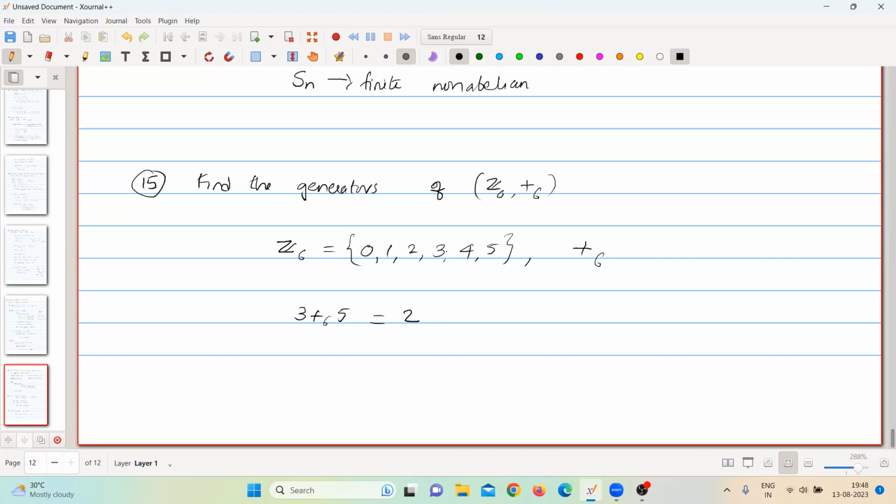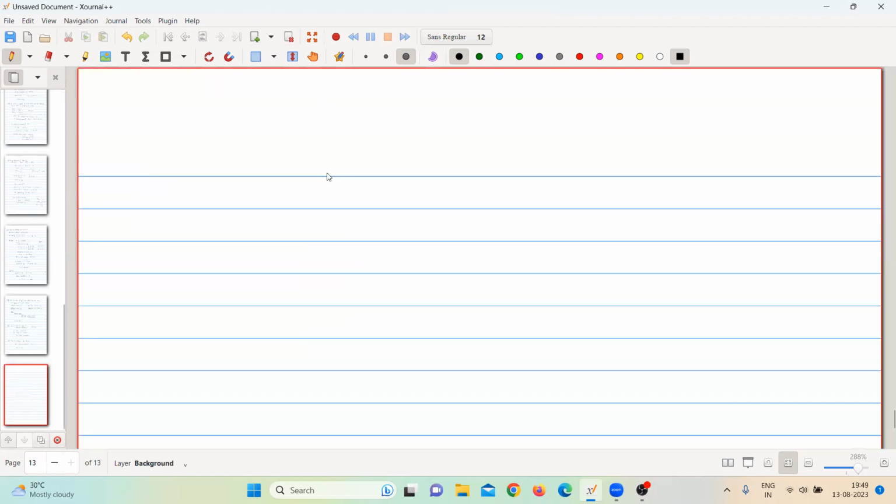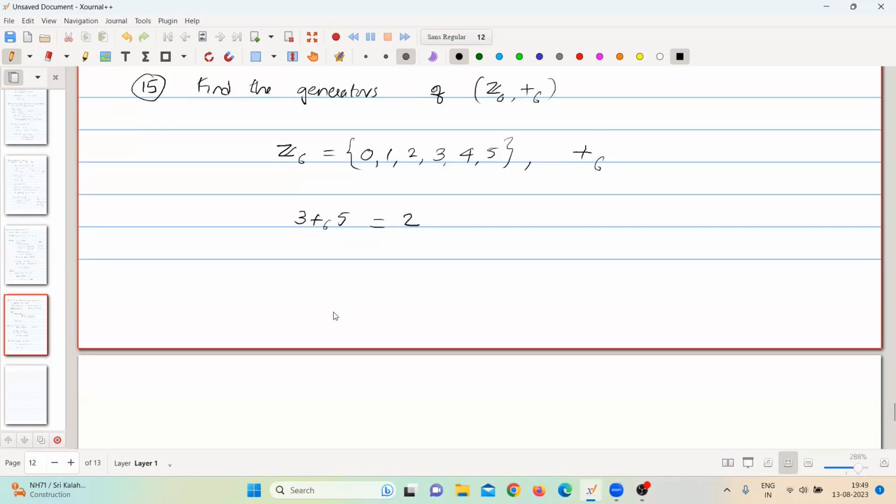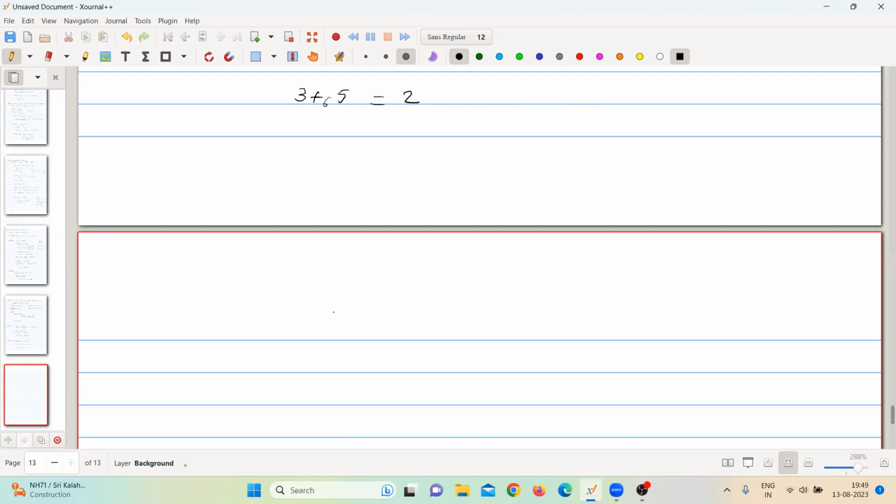So the question is to find the generators of the group. A generator means the element a which generates the whole group Z6. Can anyone say what are all the possible generators of Z6? Is identity a generator? Yes, 1 is a generator. Let us see why 1 is a generator.